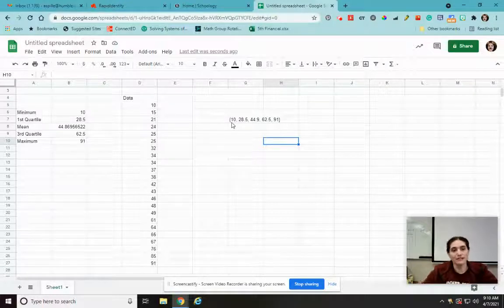Unfortunately, Google Sheets won't draw this graph for us, but we're going to do it by hand, and it's no big deal because we already have the numbers that we need.